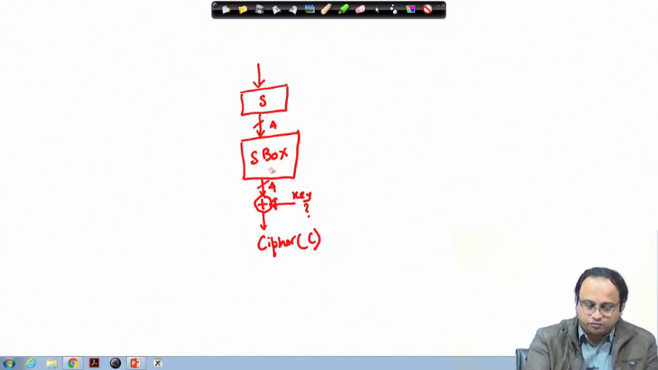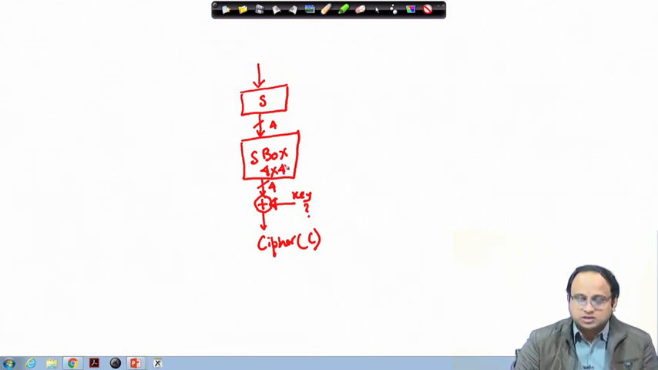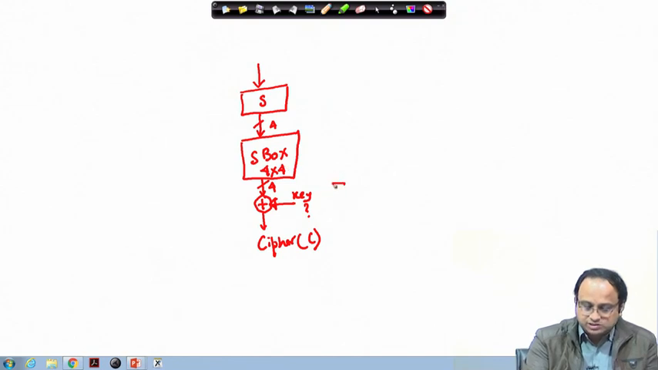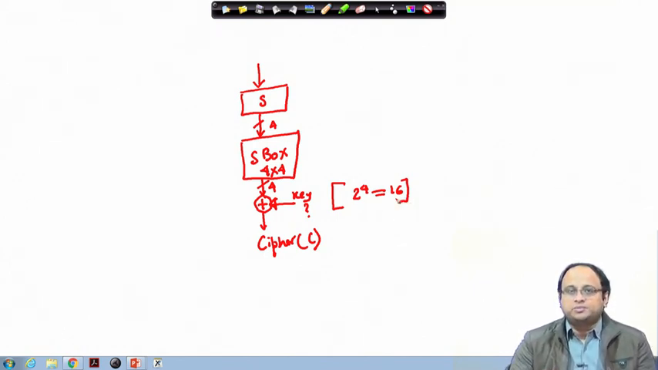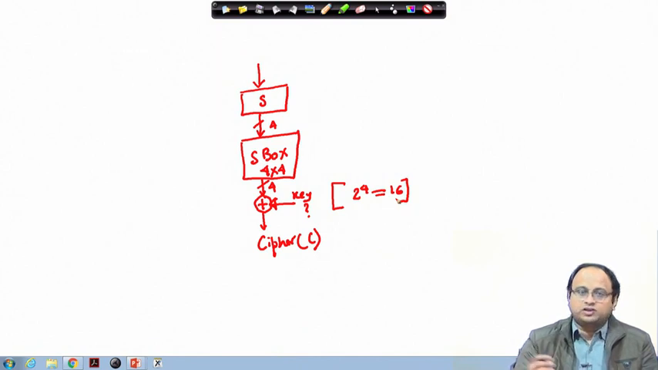So there are several 4x4 S boxes. Suppose I take one of these 4x4 S boxes and make a very simple cipher. Okay. So what is the total key size space? Therefore there are 2 to the power of 4, that means there are 16 possible key values, and if I just give you the cipher, you cannot tell me like that which of them is correct.